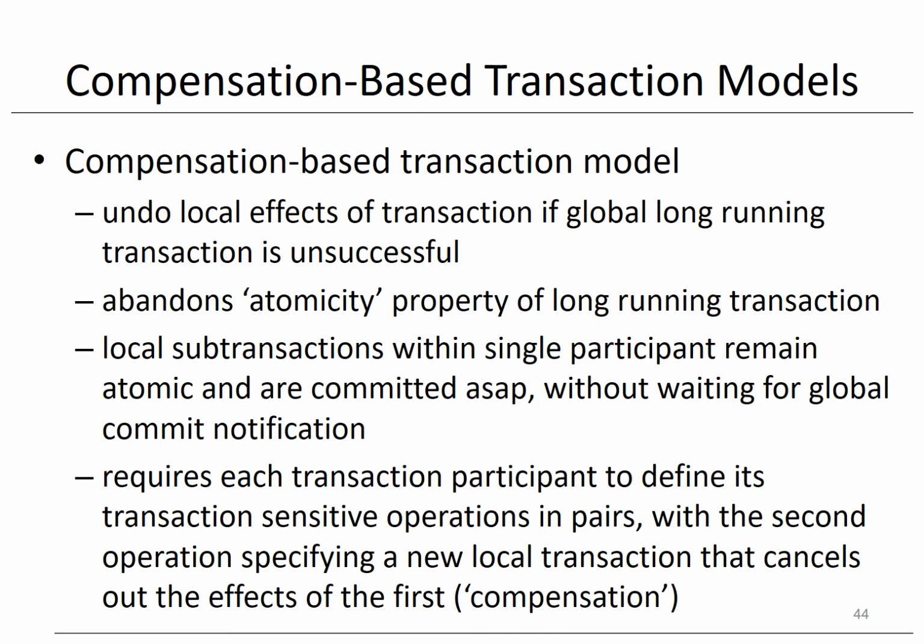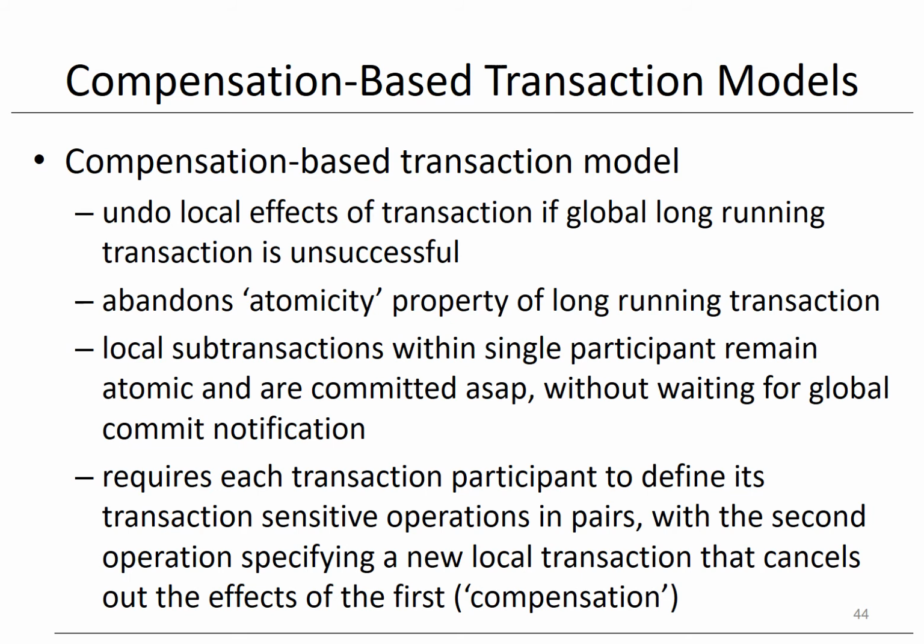However, a compensation-based transaction mechanism abandons the atomicity property of the long-running transaction. Local subtransactions within a single participant remain atomic and are committed as soon as possible without waiting for a global commit notification. In this way, all locks held at that individual participant's premises can be released, with a positive effect on local transaction throughput, and even more important, it makes the participants less dependent on one another with respect to locking and data availability.